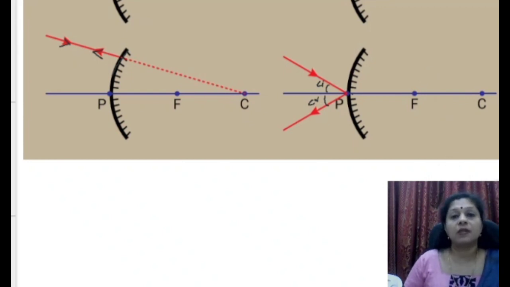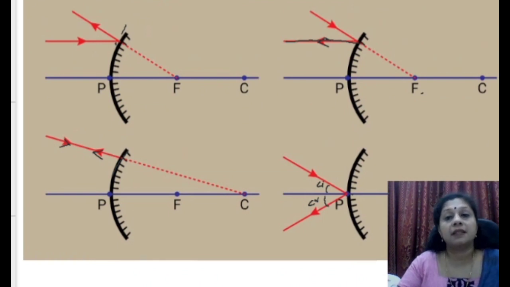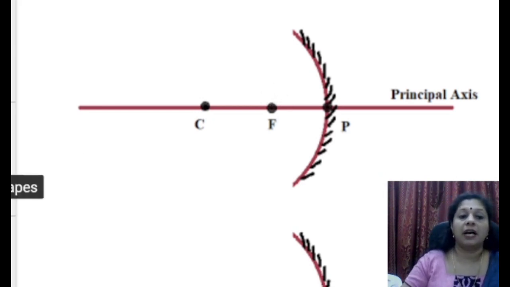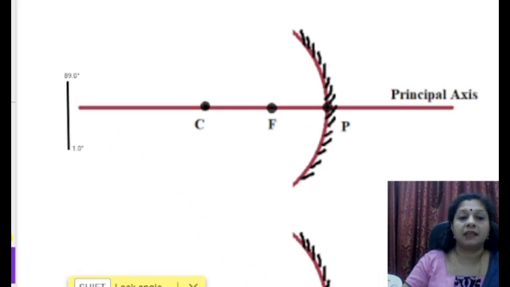So using these rules, now we will see the ray diagrams. How can we see the image formation at the different positions that we discussed? If you remember, we discussed six positions. Which are they? Tell with me. Yes, infinity, beyond C, at C, between C and F, at F, between F and P. Now we will see one by one. Which was the first position of the object which we learned? Infinity. So I am drawing one object at infinity.